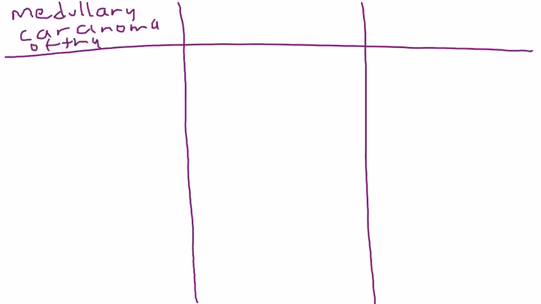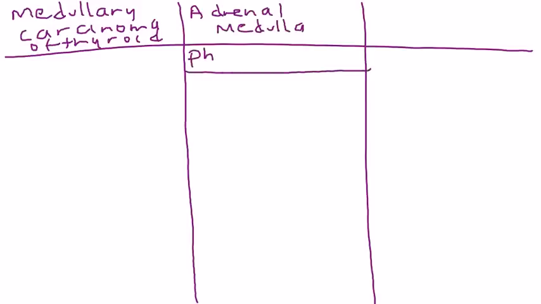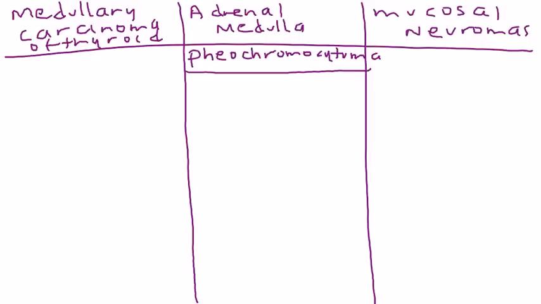And the second aspect is a tumor of the adrenal medulla. That's the gland, and the name of the tumor is pheochromocytoma. And the third aspect of this disorder is something called mucosal neuromas, and those are the three parts of MEN3.